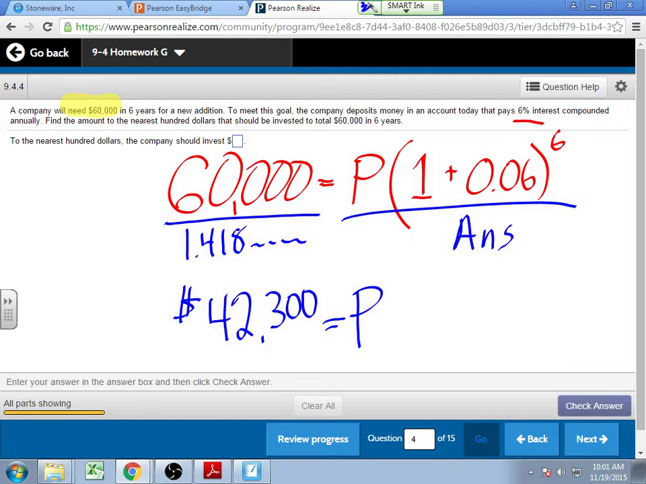Other questions? Storing the number? Just store it as A and then replace it on the next problem. Yeah, you can do that too. Any other homework questions?